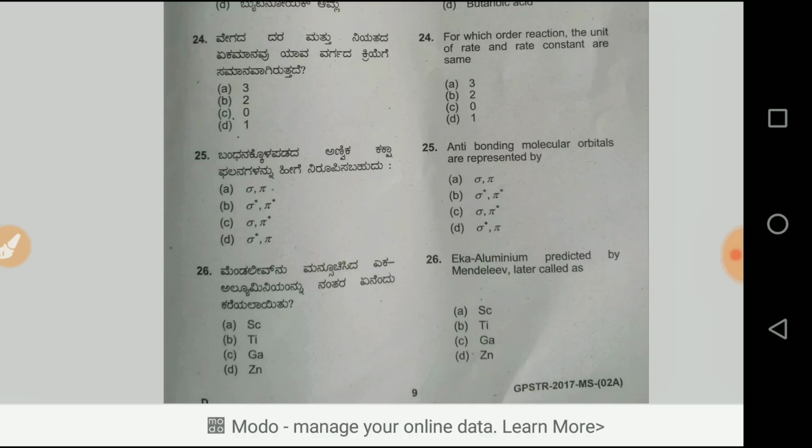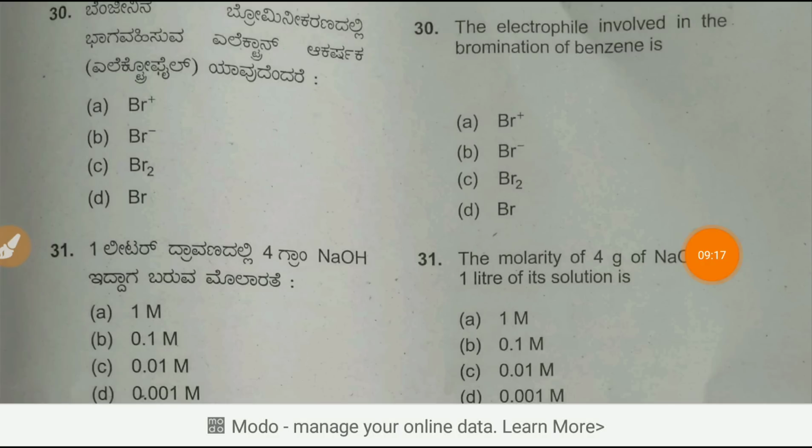Then next question, the electrophile involved in the bromination of benzene is. There are four alternatives: Br plus, Br minus, Br2 bromine.